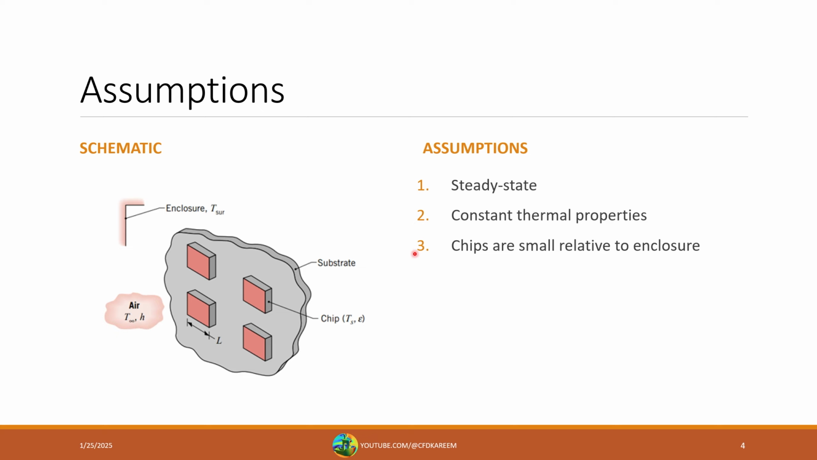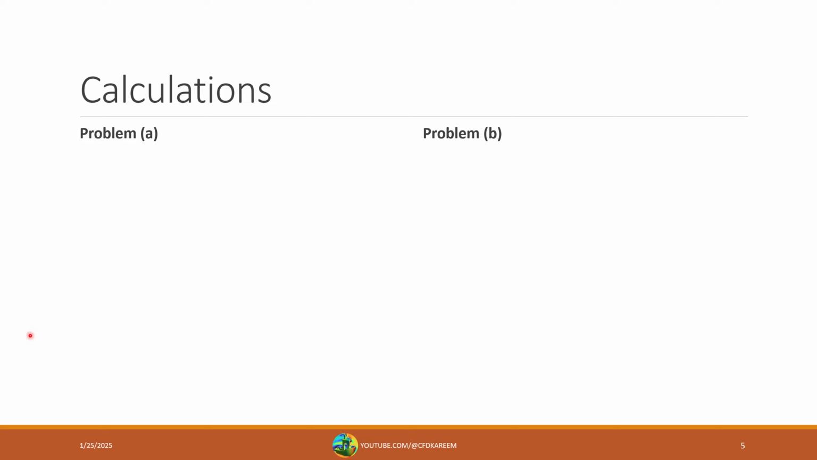Some of the assumptions that we're going to make to simplify the calculation: we're going to assume that it's steady state. We're going to assume constant thermal properties of both the chips and the air. And we're going to assume that the chips are relatively small when compared to the enclosure, which will help us simplify the calculation of radiation. So we'll start by solving these problems one at a time.